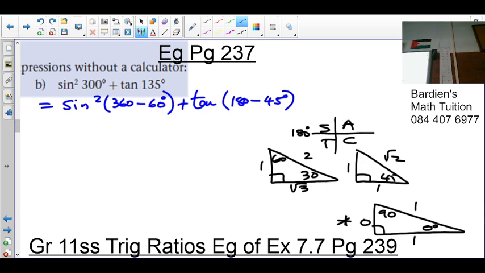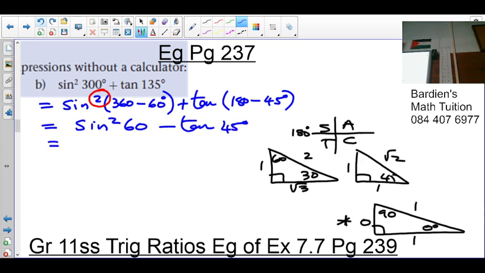Okay. So 360 minus is in your fourth quadrant. Is sign positive or negative? Negative. But because of the square, it's going to remain positive. Because sine squared 300 means sine 300 times sine 300. Not so? A negative times a negative is a positive. It remains positive. Sine squared 60. Now 180 minus is in which quadrant? Second quadrant. Is tan positive or negative in the second quadrant? Negative. Tan 45 degrees.